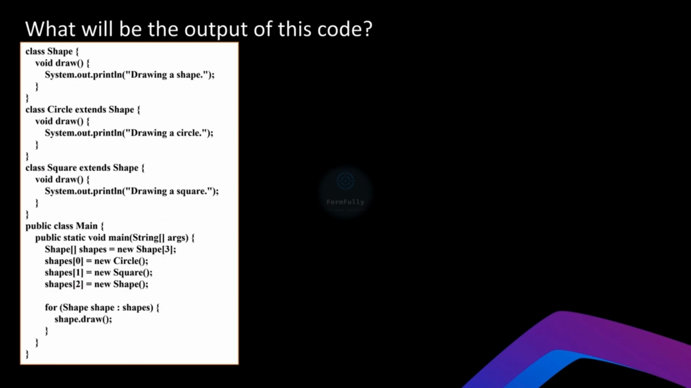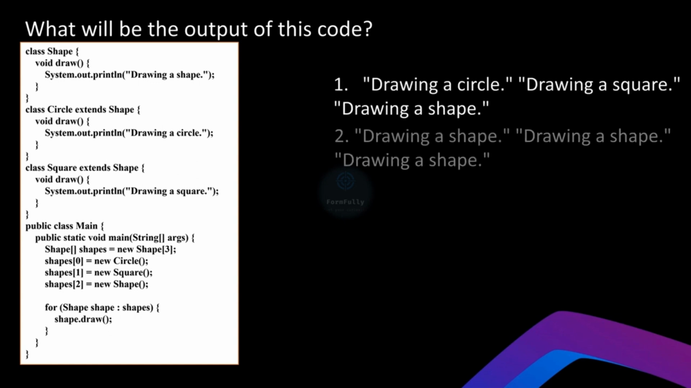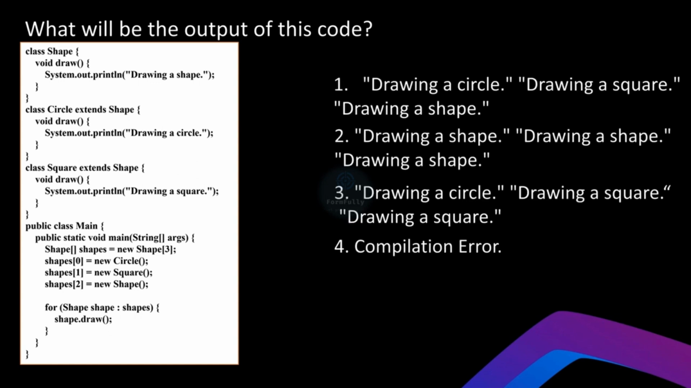Next snippet question. What will be the output of the code? Options are as follows. First, think about the correct option. I hope you are ready with your answer. Let's discuss the code first.